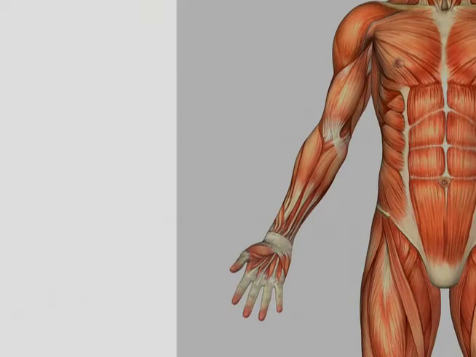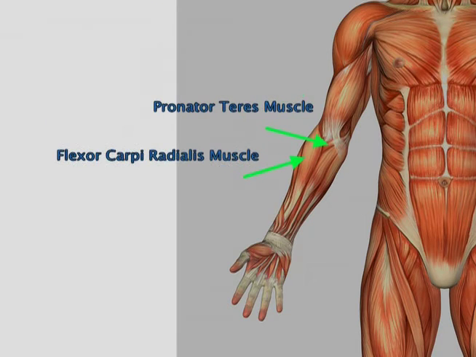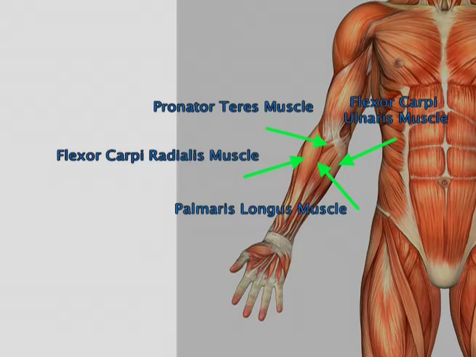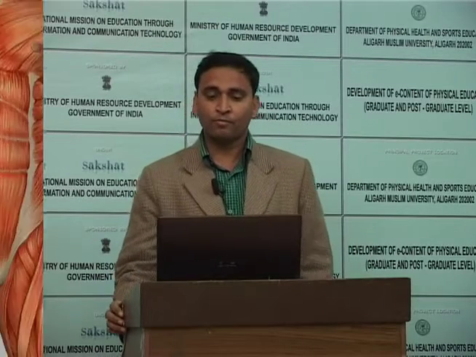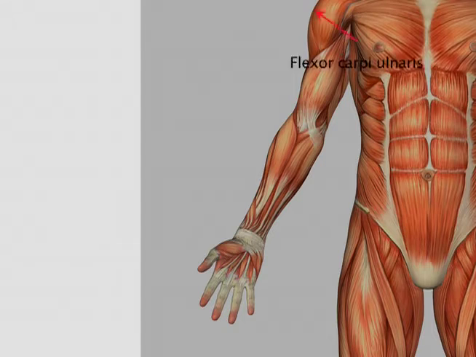First I will discuss the first layer muscles of the forearm. They are basically the pronator teres muscle, flexor carpi radialis muscle, palmaris longus muscle, and flexor carpi ulnaris muscle. So first is the flexor carpi ulnaris muscle.